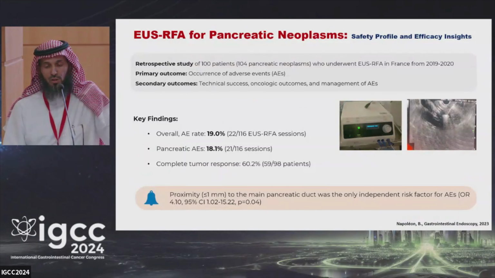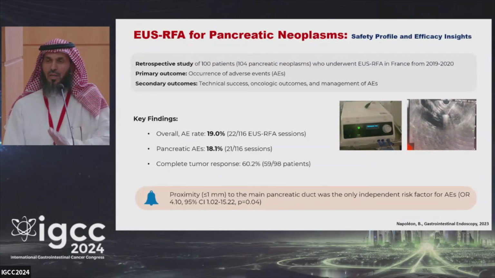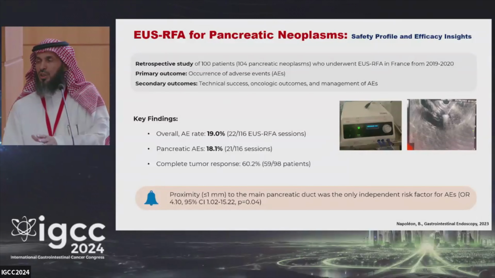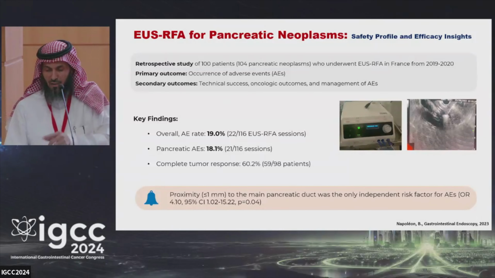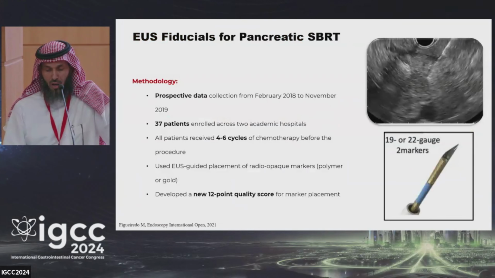RFA is also very important. This is one study from France, from Napoleon, that clearly shows we know RFA can be used in cystic lesions, but this study shows 100 patients, mostly with adenocarcinoma, with a good response rate around 60%. But the problem here is that the complication rate is very high, especially for lesions close to the pancreatic duct. There are predictors for response: tumor less than 20 millimeters, and neuroendocrine tumor is better than adenocarcinoma.